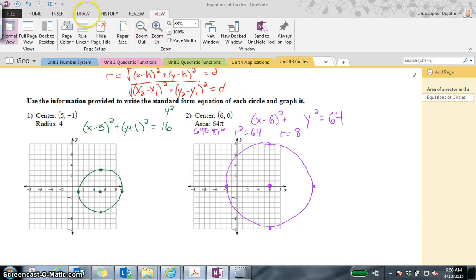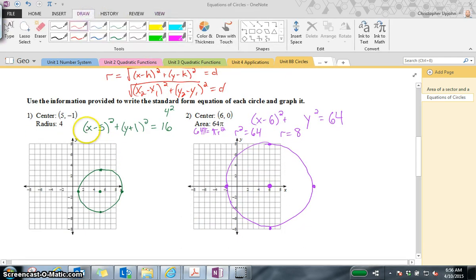So number one, we want to just graph this. Our center is 5, negative 1. Our radius is 4, so we go 4 each direction. We draw our circle the best we can. And we just plug in our h, our k, and our r. And remember, it's r squared, so I want it actually squared out. 4 squared is 16.